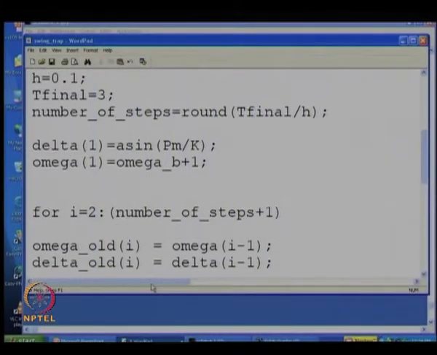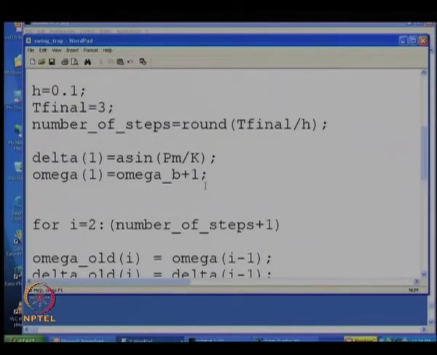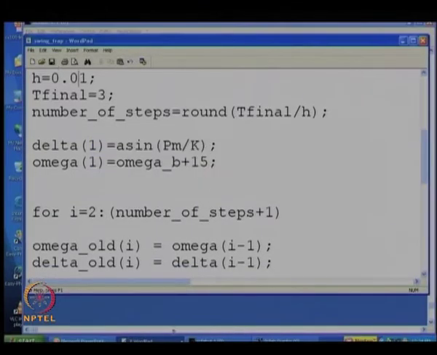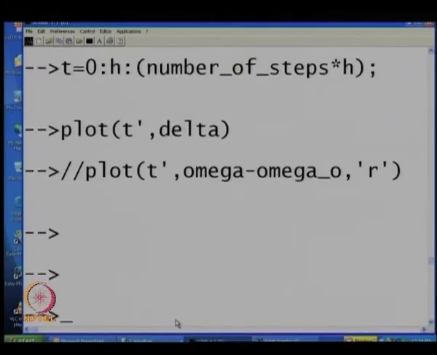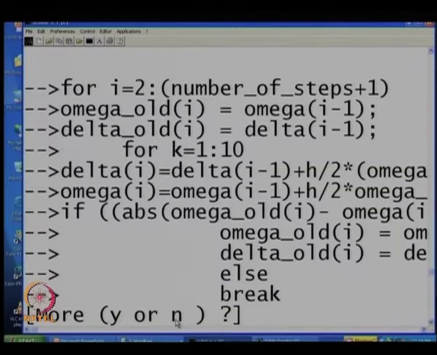If I increase the disturbance, in that case you may even go unstable. So, I am going to give a large disturbance, relatively large.